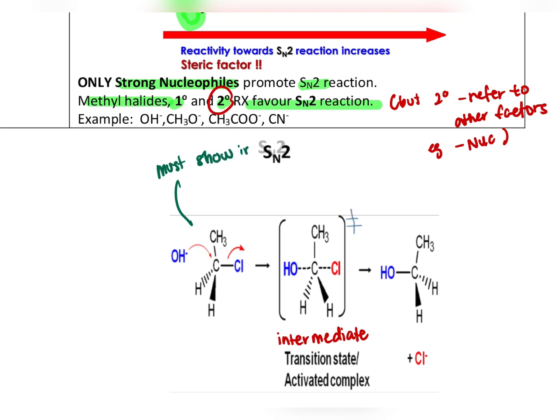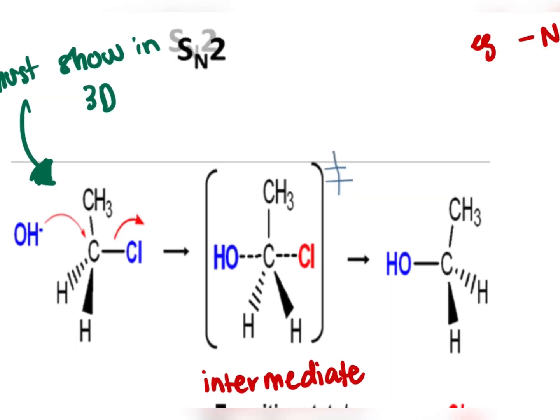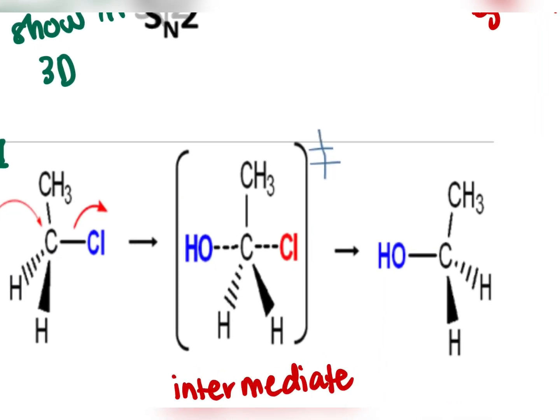You must show your molecule in 3D. So kena tulislah garis, dash and wedges untuk show in 3D representation, sebab kita nak tunjuk one attack, nucleophile attack, and halogen will leave the group at the same time. So kita kena imagine it in 3D. So nanti Miss akan explain in detail.